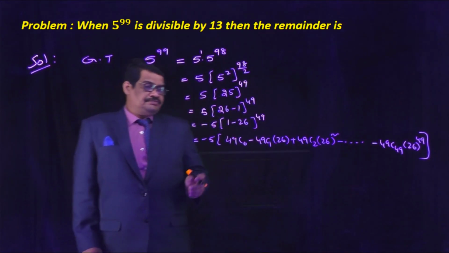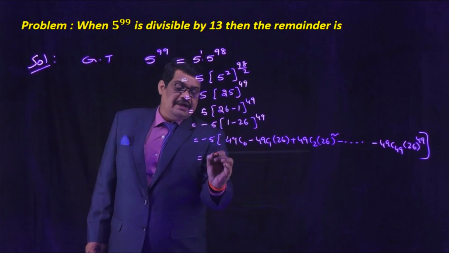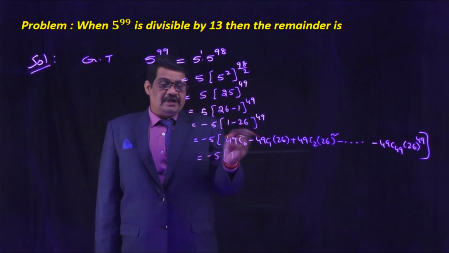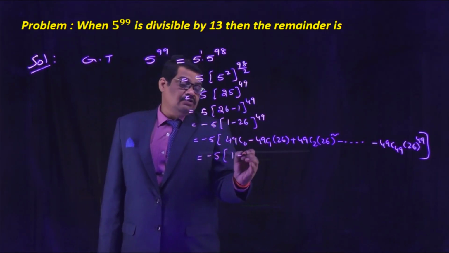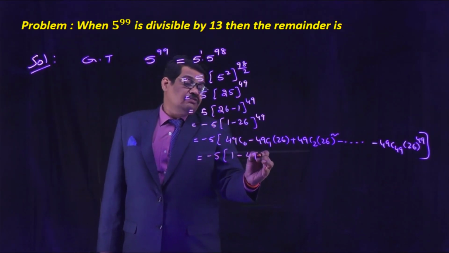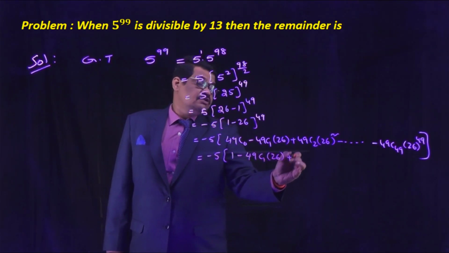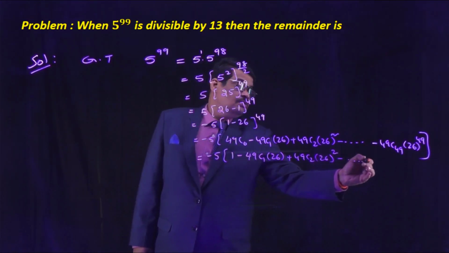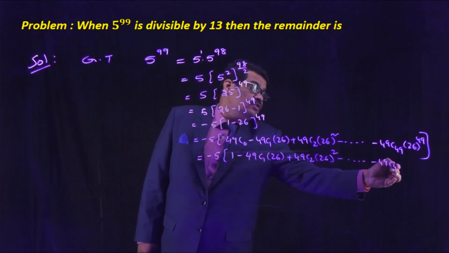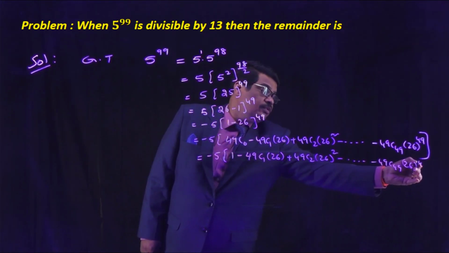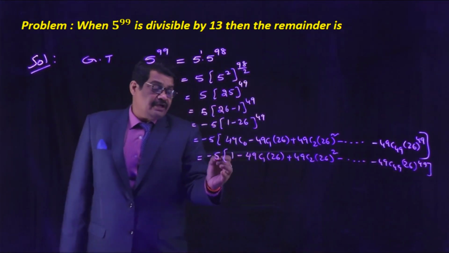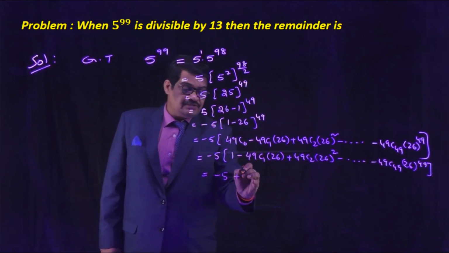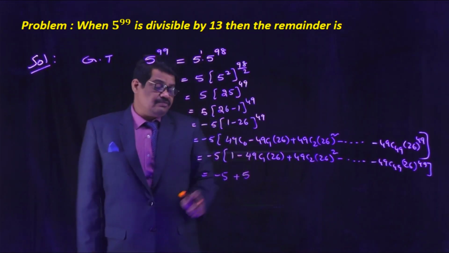Now in that we are writing minus 5 into 49 C0. This is 1, since nC0 is nothing but 1. Now the remaining terms we write as usual: 49 C1 26 plus 49 C2 26 whole square and so on, minus 49 C49 26 whole power 49. Now we are multiplying with minus 5. Minus of minus is plus 5.